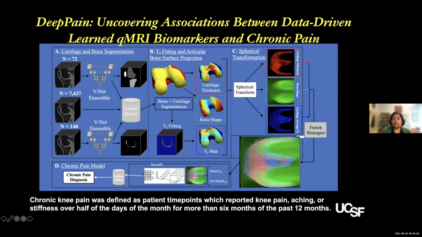But after that, the bone was fitted for the bone shape. The bone shape was calculated and the shape modes were calculated. Cartilage thickness was calculated using the segmentations, and T2 values were calculated to reflect the cartilage composition. These were all fused using a spherical transform, and the groups of patients were divided into those that had pain and those who did not have this kind of pain. And a model was trained, and then there was validation, and then there was testing.